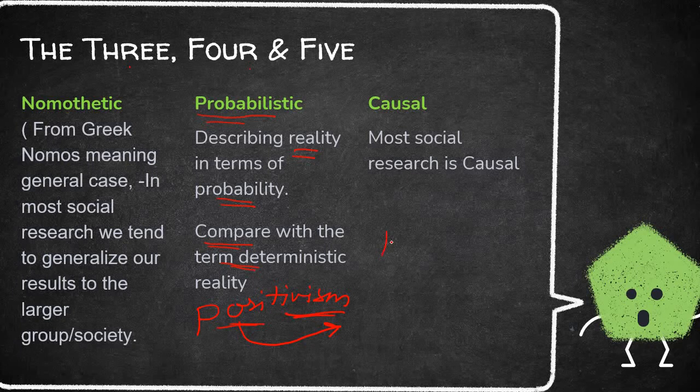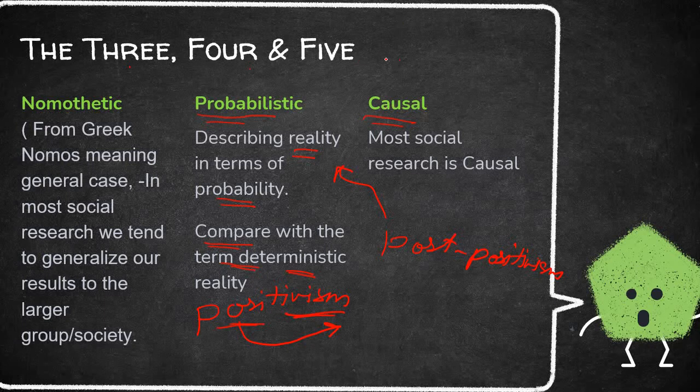In the post-positivist era, people started talking about probability more. So from deterministic reality to probabilistic reality. Deterministic means you could determine, you are less likely to make an error, whereas probabilistic means that yes, you are describing a reality, but reality could be independent of the fact. The way you are describing it could be different than that also. So probabilistic. And the last word is causal.